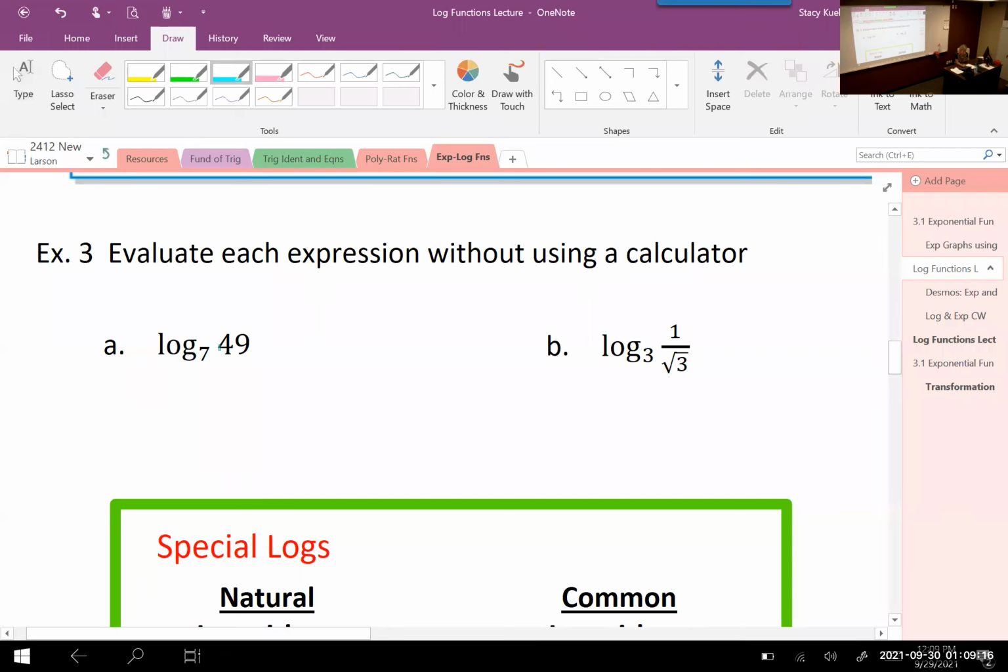So if I have log base 7 of 49, and we want to apply our inverse property, I can rewrite this similar to what we did above: log base 7 of 7 squared. I want to rewrite the argument as some base that's the same as the log base. Now I can see these two things are the same, and therefore the answer is just 2.